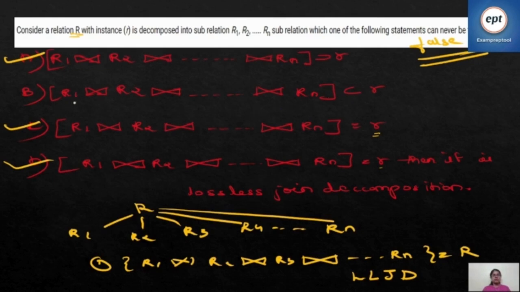Clearly from this, option B is not possible because the join cannot be a subset of R. So this is false. Option B is false, so the correct option is option B. Okay, let's move to the next question.